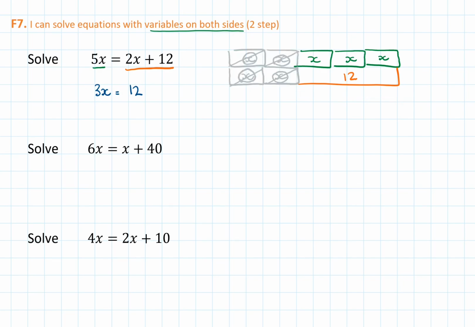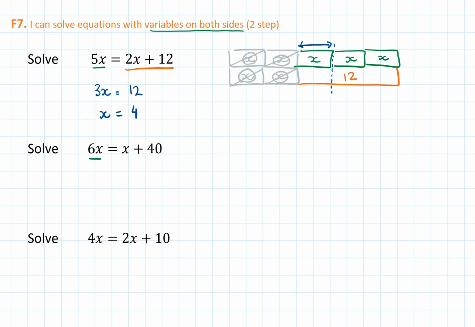We are now at a better position to work out the value of 1x. We know that 3x is going to 12, therefore 1x will be 12 divided by 3, and that is 4. Therefore x equals 4. Now let's look at the second example.